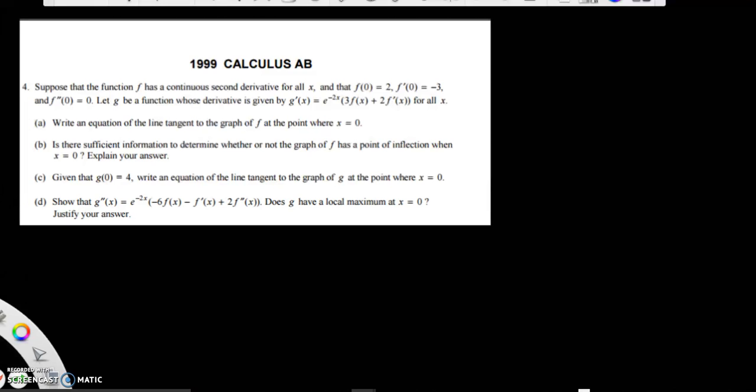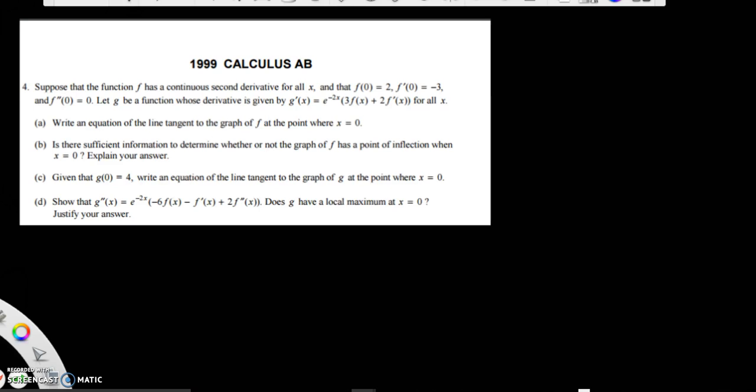In this video, we're going to solve 1999 Calculus AB FRQ Question 4. It says, suppose that the function f has a continuous second derivative for all x and that f of 0 equals 2, f prime of 0 equals negative 3, so it gave us a slope. And f double prime of 0 equals 0, it gave us the point of inflection maybe. We don't know if it changes direction.